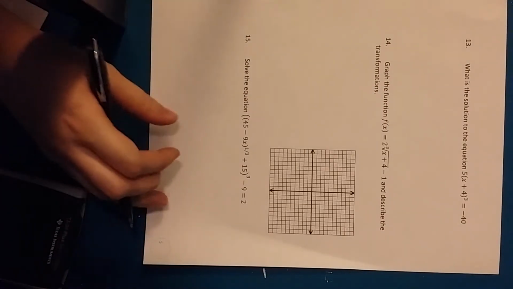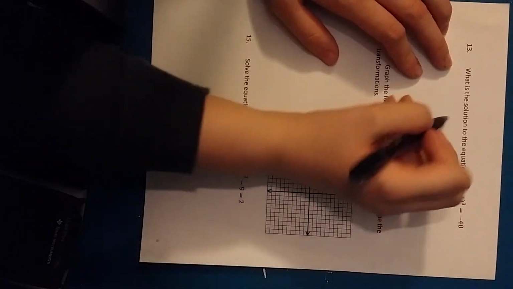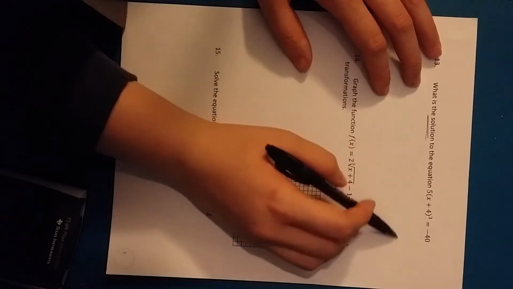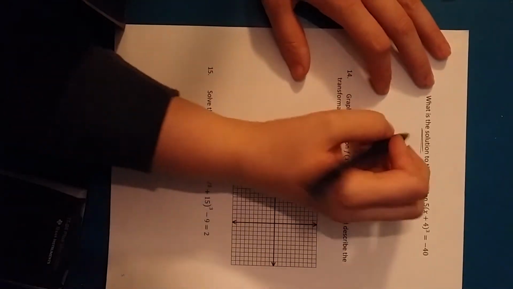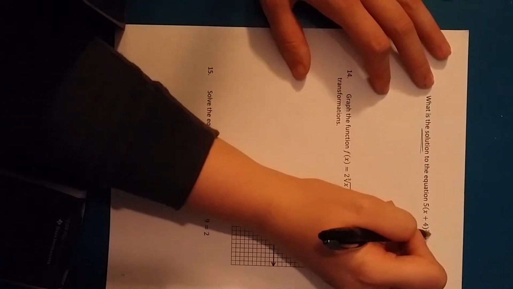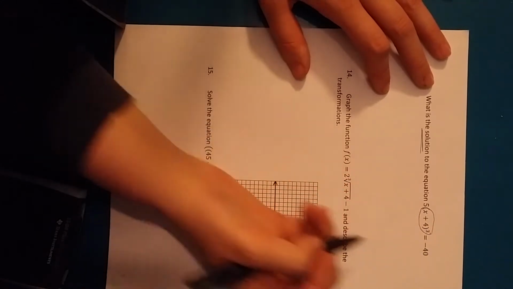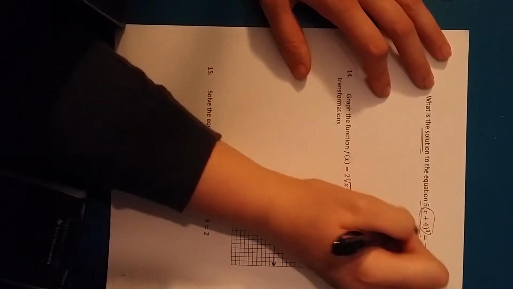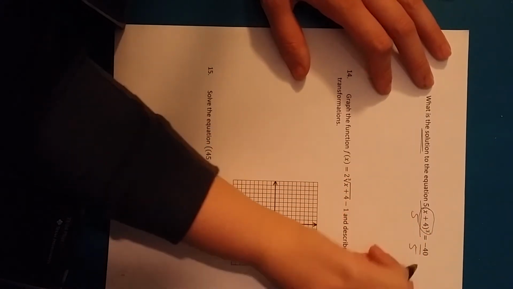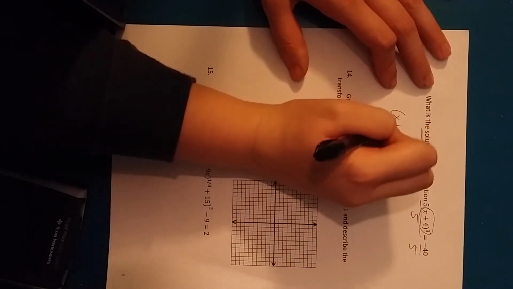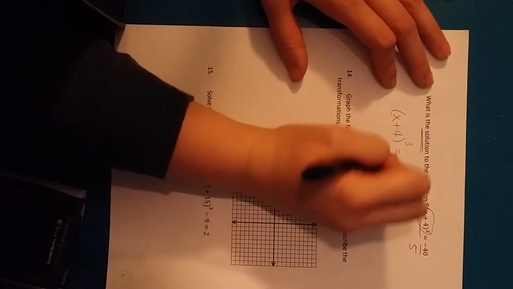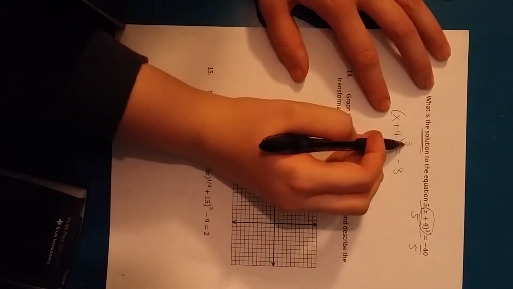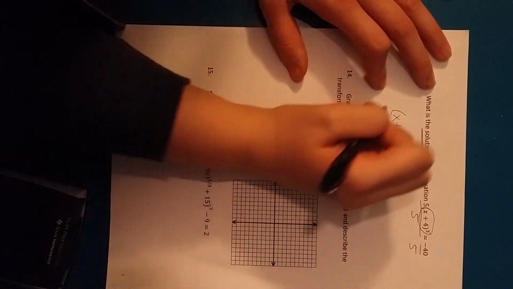So number 13 is asking me to find the solution to the equation. So once again, I have to solve it. I need to get my term with my exponent by itself. So I'm multiplying by 5, so I'm going to do that by dividing both sides by 5. And I get x plus 4 cubed is equal to negative 8. So to undo that cube, I'm going to cube root both sides.